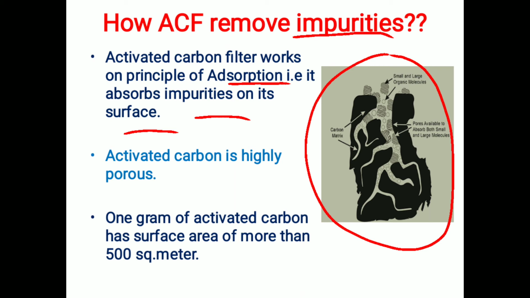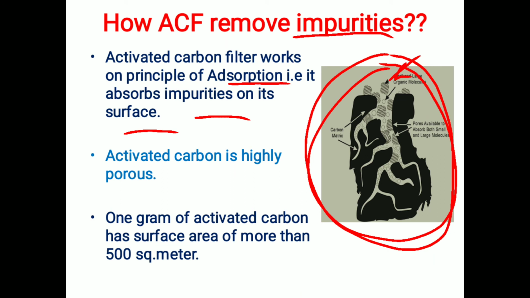You can see this is the image of activated carbon. This activated carbon is highly porous. That is, it has a large number of small pores on the surface. Okay, so these pores are used for the trapping of impurities inside these pores or cavities. Okay, these are the impurities you can see here. These impurities get trapped inside these cavities or pores.